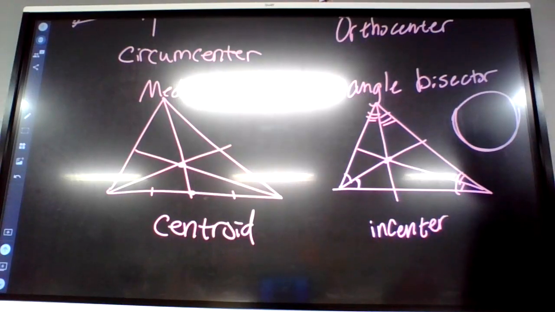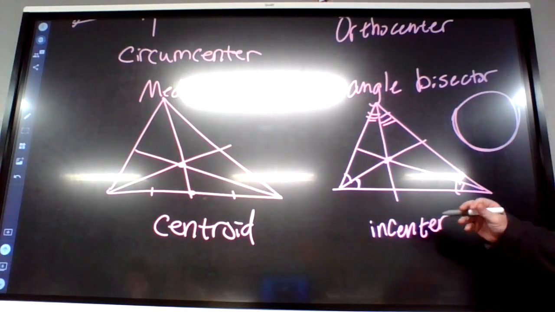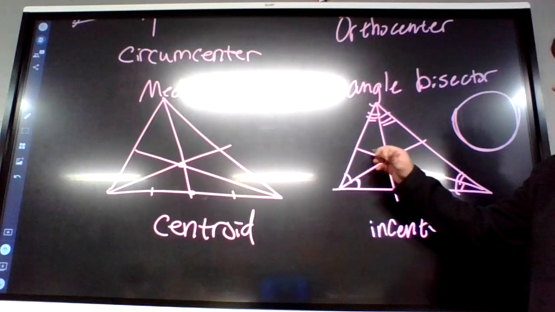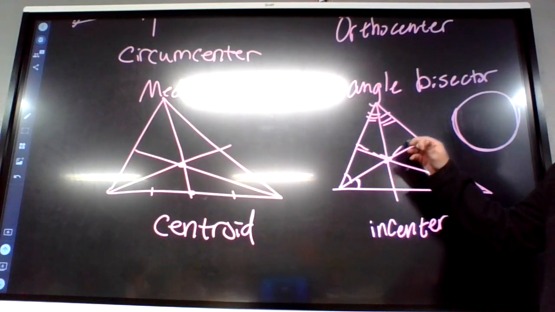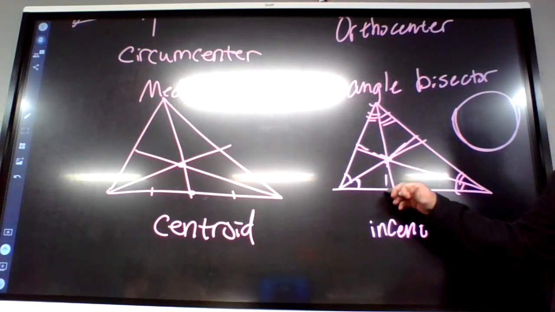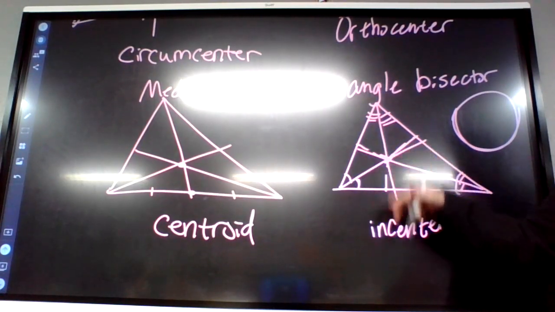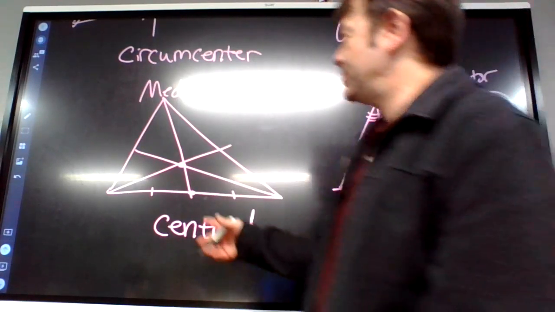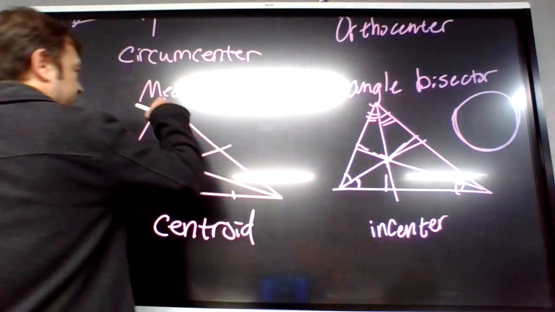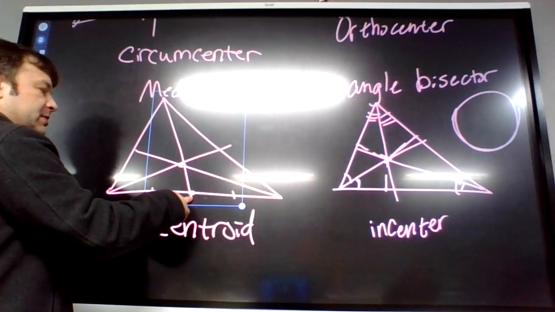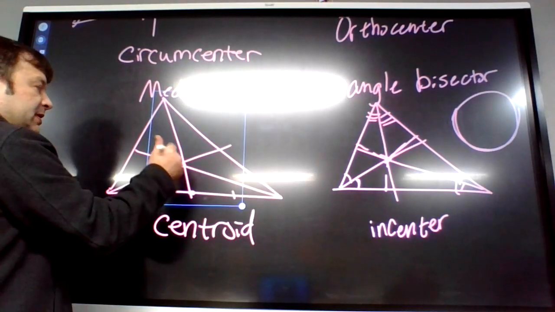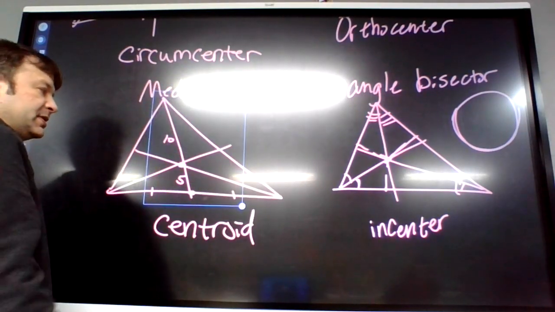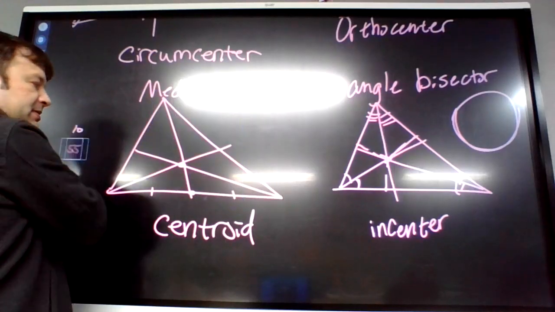Something that's special about the incenter is that it's the same distance from each side of the triangle. Like if you draw a perpendicular line, those are the same distance. Something special about the centroid is it's 2/3 of the way from the vertex to the middle of the opposite side. So if this was like 10, this would be 5. Whole thing's 15. That's anyways. Okay.